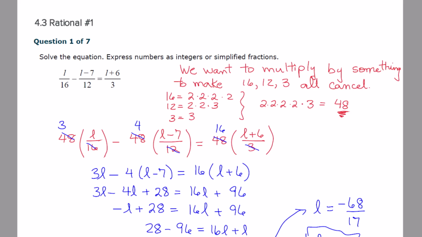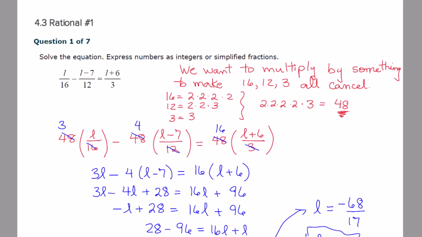Welcome to College Algebra. This is section 4.3. We are solving rational equations. Rational equations just mean that my equation has a denominator to it. In this case, in problem 1, all of the denominators are numbers. We're going to see soon that we might have variables down there.